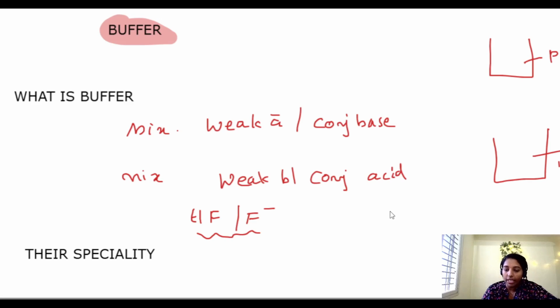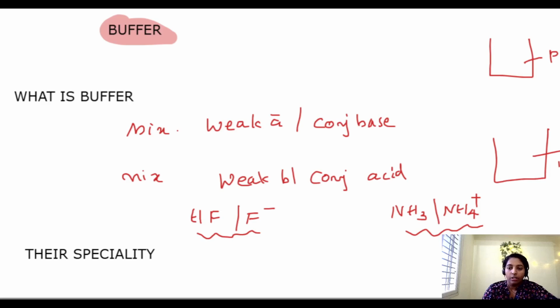Or in the other way, for a weak base, for example, you can consider NH3 and its conjugate acid. This time you need the conjugate acid, so you just add one H plus. The species will be NH4 plus. So this mixture is what we call a buffer.